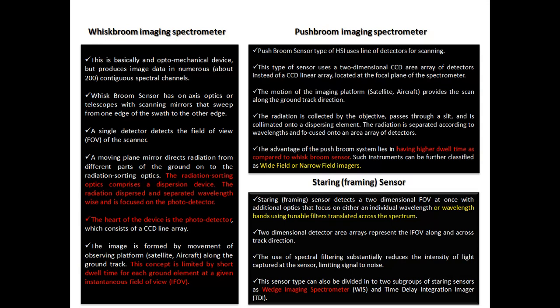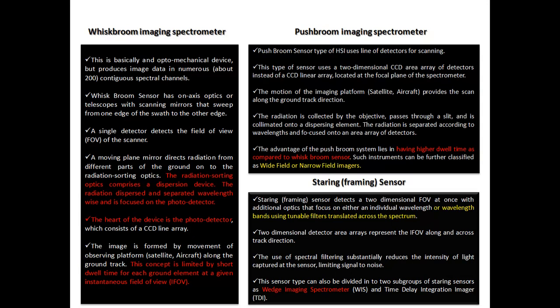Next, the collected radiation passes through a slit and is collimated onto the dispersing element. Then the radiation is separated wavelength-wise and focused onto the area array of detector. And the last one, it has a higher dwell time than the Whiskbroom imaging spectrometer. So from these two imaging spectrometers, we can get some differences.